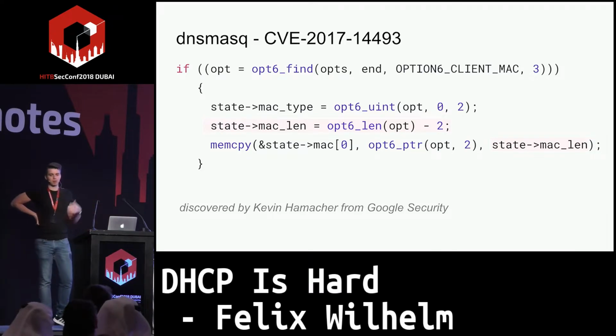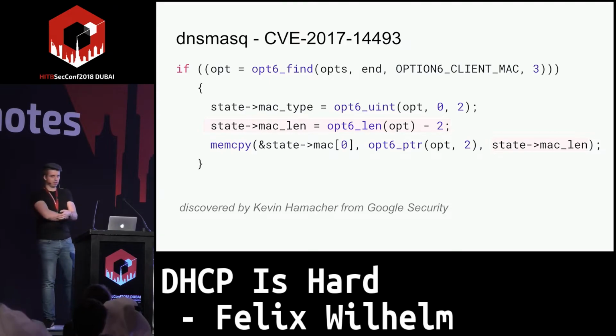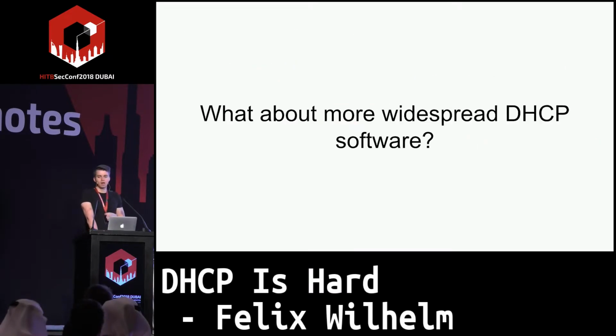This was discovered by a colleague of mine, Kevin Hammerer from Google Security. When he found that bug, I was thinking, okay, so this is dnsmasq, it's somewhat popular, but if bugs like this still exist in these code bases, let's look at the really popular code bases to see if there are similar issues still there. So what about more widespread DHCP software?